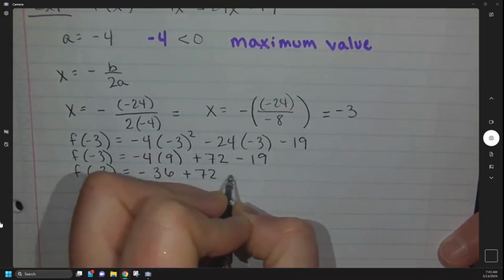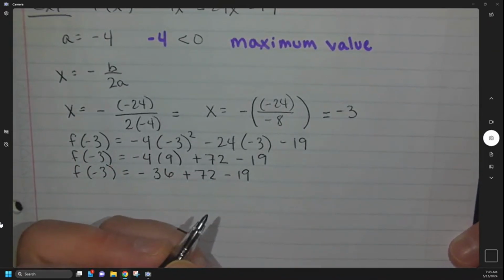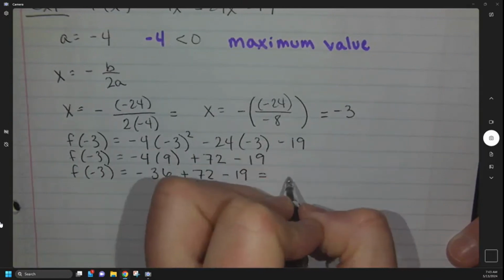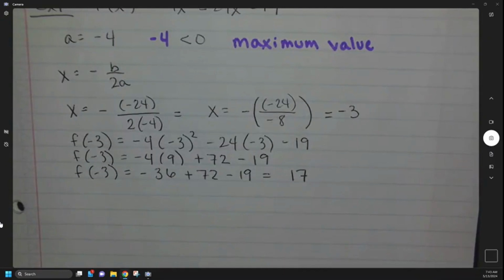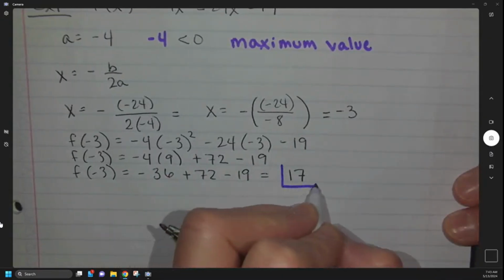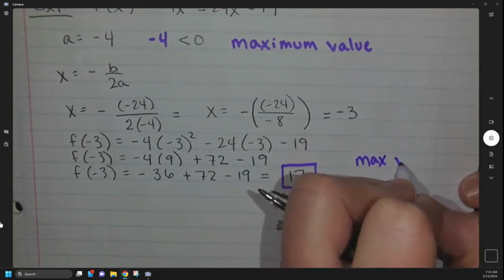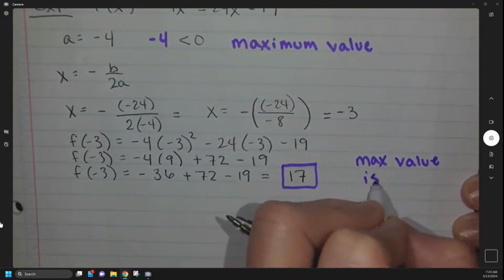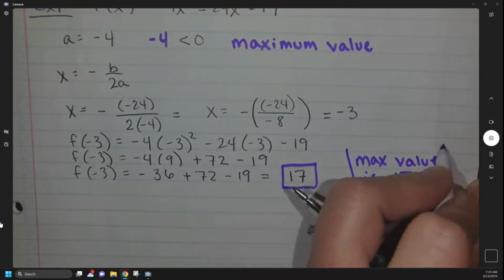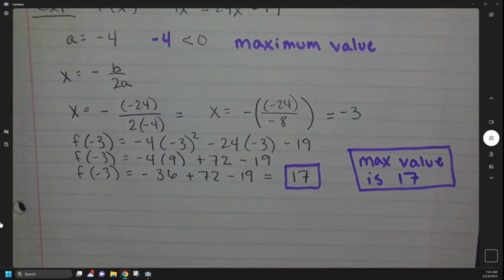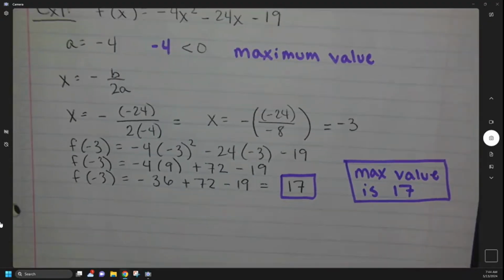Plus 72 minus 19. So if we add that all together, we find that f of negative 3 equals 17. So that y value for this is 17, which means that our max value is 17. Now, you would do the same thing to find the minimum value, but of course, then that y value will be the lowest number on your graph.